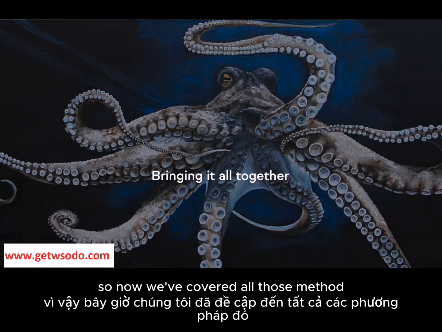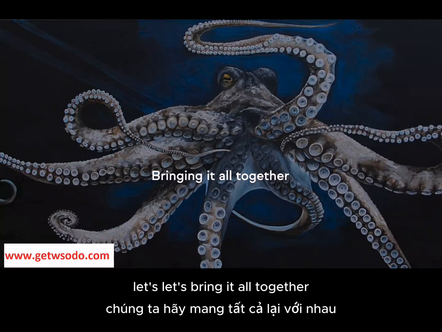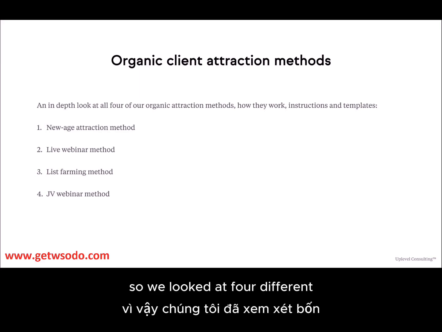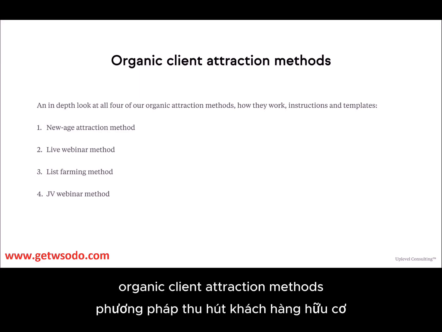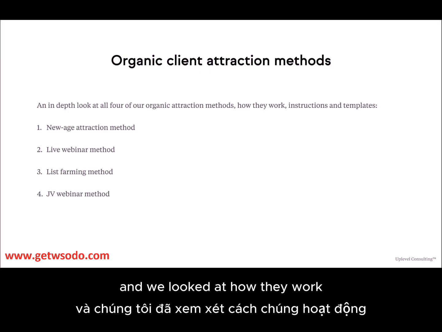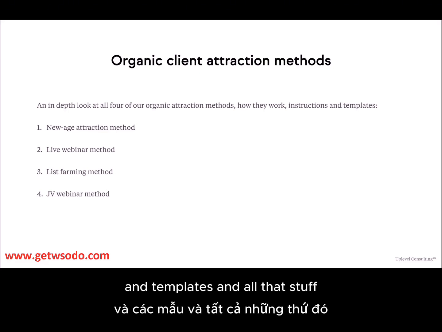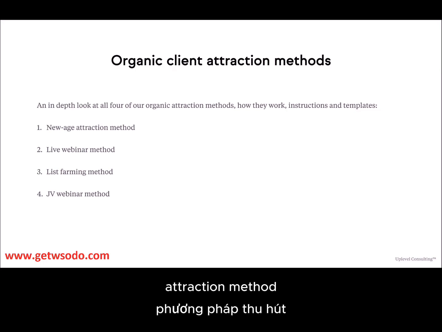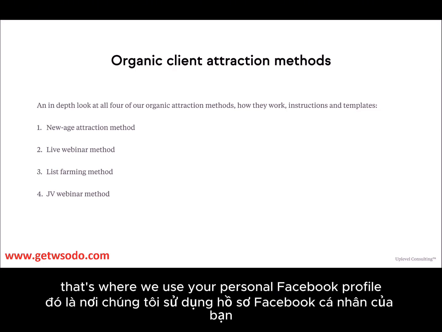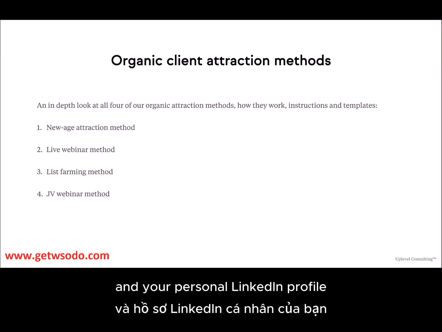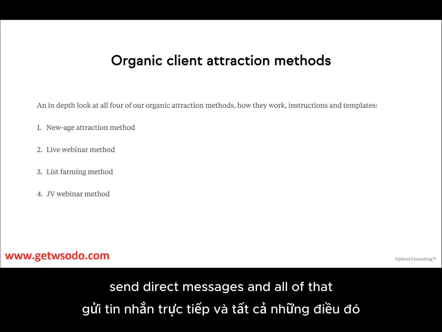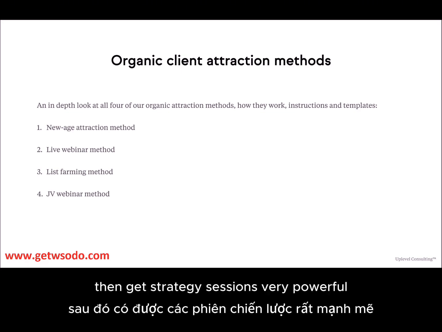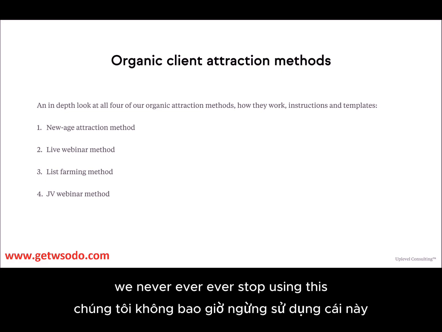So now we've covered all those methods, let's bring it all together. We looked at 4 different organic client attraction methods, and we looked at how they work and their instructions and templates and all of that stuff. The first one we covered was the New Age Attraction method. That's where we use your personal Facebook profile and your personal LinkedIn profile to build your network, send direct messages and all of that. Get 15-minute chats, then get strategy sessions. Very powerful. We never, ever, ever stop using this.